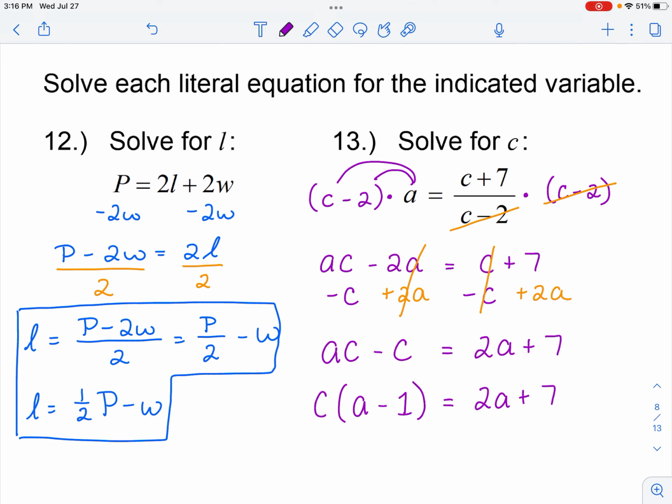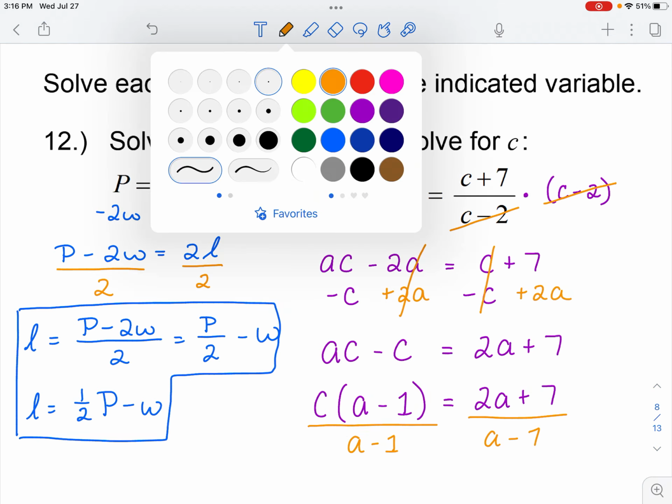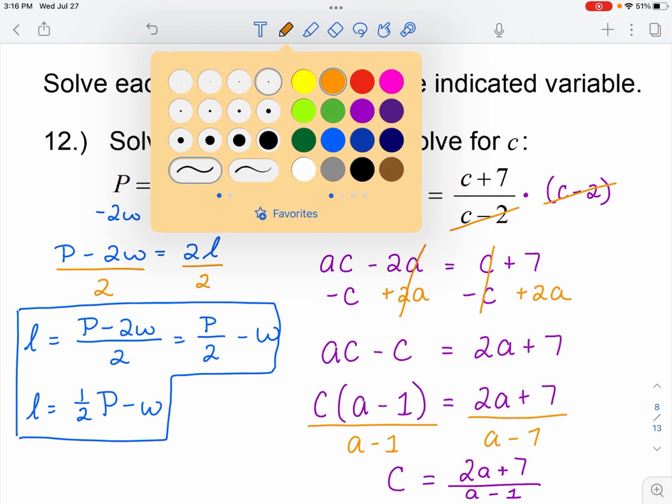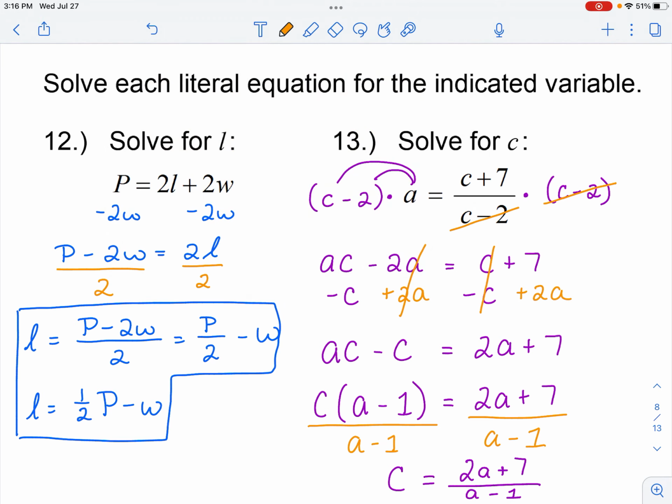All right, now why would I do that? I would do that because now I can divide out what is in the parentheses. I can now divide by A minus 1 to cancel it off on this side, like that, okay? So now my final answer here is going to be C equals 2A plus 7 over A minus 1. Sorry, that's a 1 over there. Looks like a 7, but that is a 1, all right? So that is my final answer for problem number 13.